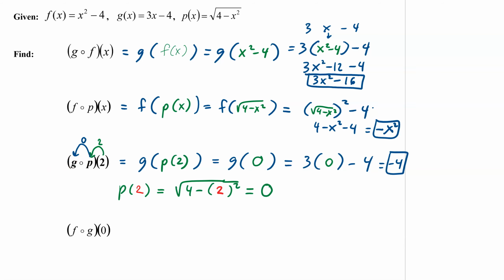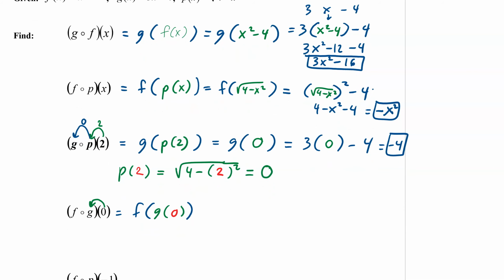Okay, so let's do some more examples. So again, we're going to first plug 0 into g and find out what it gives us. So this would become f composed of g of 0, like that. So we're going to first plug the 0 into the g.